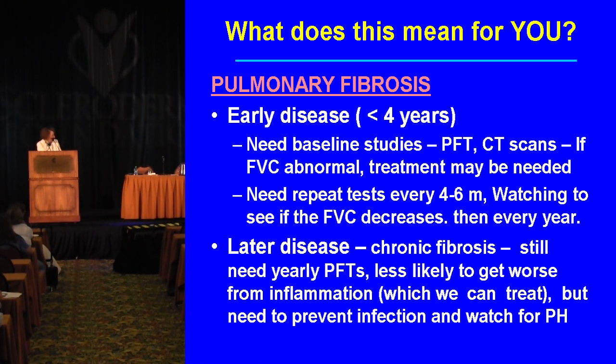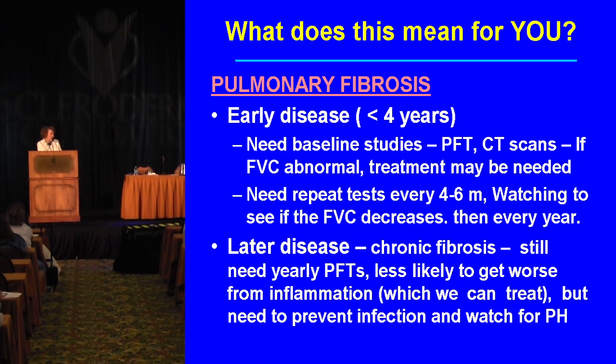Later, if you have chronic fibrosis, probably you just need yearly PFTs to make sure that there's nothing else going on. Occasionally, maybe in 10% of patients who have chronic disease, they will have an exacerbation, meaning they'll have an activation of the lung disease. It's not common, but occasionally it does. And so if you continue to get these pulmonary tests, you'll know, and then you check for the HRCT and see whether there's a change with that.